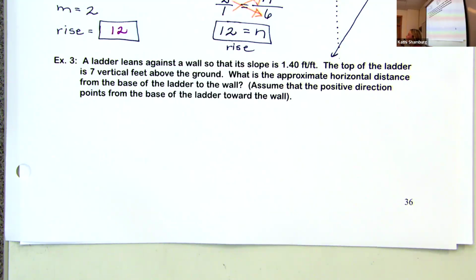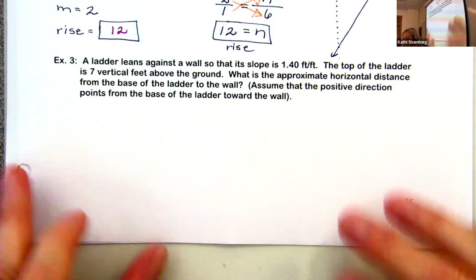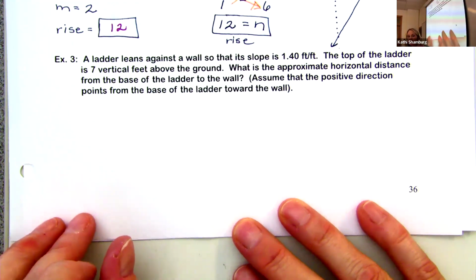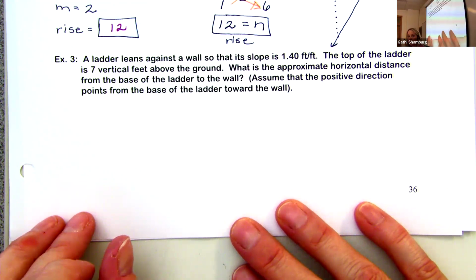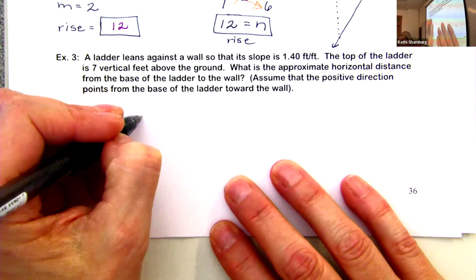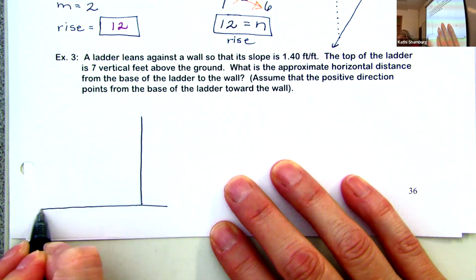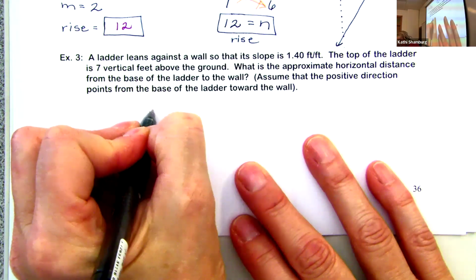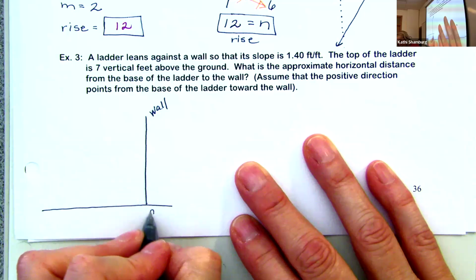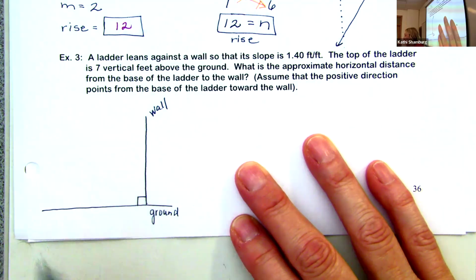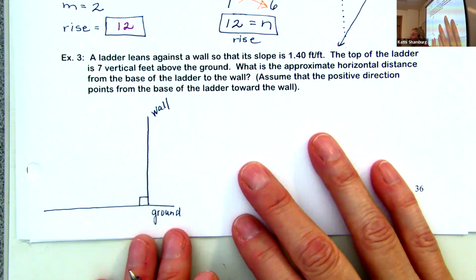All right, so let's see what we've got here. A ladder leans against a wall so that its slope is 1.4 feet over 1 foot. Okay, so here's what I'm going to draw. All right, so here's my wall. Here's the ground, which intersects at a right angle, which is 90 degrees.